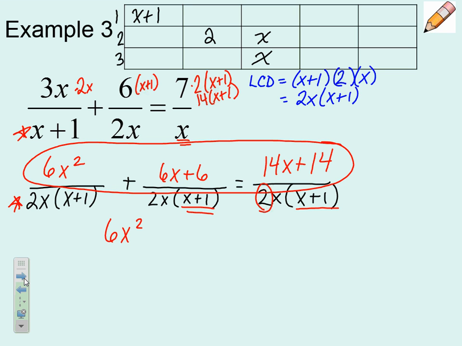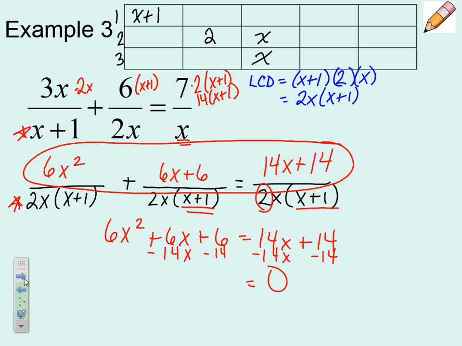We have 6x squared plus 6x plus 6 equals 14x plus 14. And we're going to bring everybody to hang out over here on the other side. Minus 14, minus 14, 0 on this side, yay. And we have 6x squared minus 8x minus 8. Cool. And then we need to factor him. We need to get our 2 solutions.